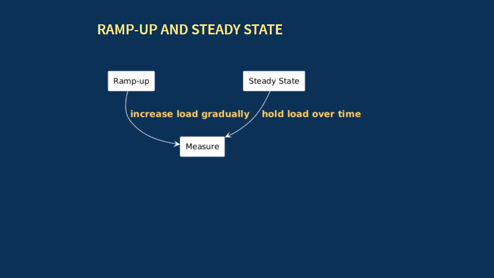Ramp-up tells us where degradation begins, and steady state tells us whether the system can stay healthy over time. So one test finds the breaking point, and the other finds drift or exhaustion. Right. A short burst can miss memory leaks, queue buildup, or recovery problems. Gradual increase and sustained load answer different questions.